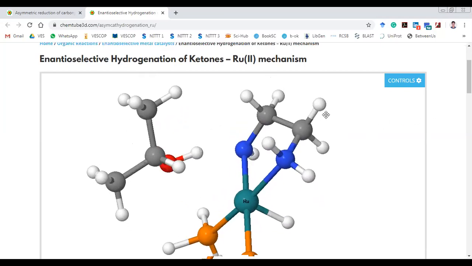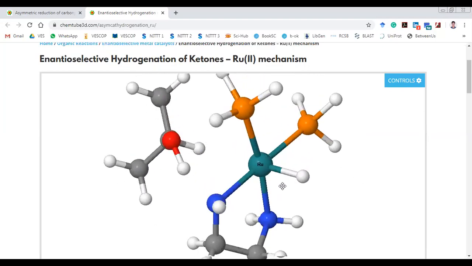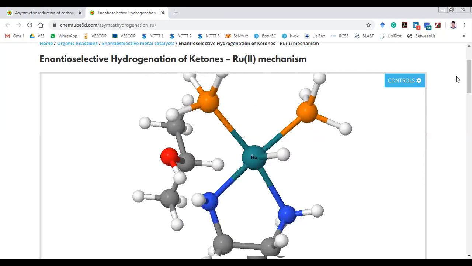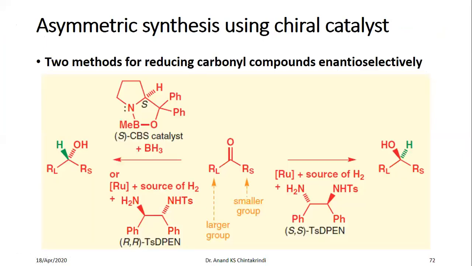And this is there because you are using the SS form of the chiral ligand. We'll come back to the slide now. So the enantioselectivity is due to this particular thing, that is, this is pointing away from the bulky ligands which are there. As a result, you are having the S enantiomer in this case.